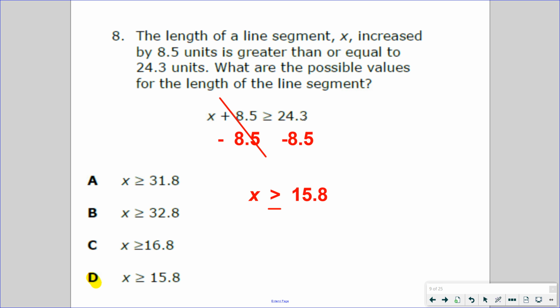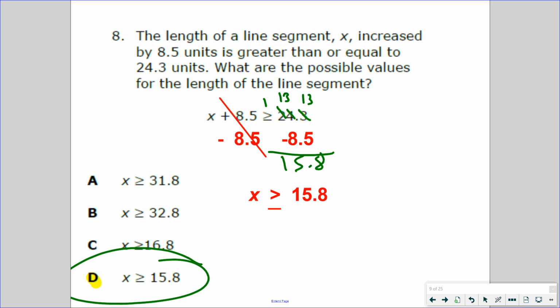x is 24 and 3/10 minus 8 and 5/10. Let's show you how to subtract this. Can 5 take away from 3? No, we have to take away from the 4 to become a 3. So we're regrouping. This becomes a 13. 13 minus 5 is 8. Can you take away 8 from 3? Nope, got to regroup. 1, this becomes a 13. 13 minus 8, 9, 10, 11, 12, 13, 5. 15 and 8/10. And D is the only one that has 15 and 8/10.